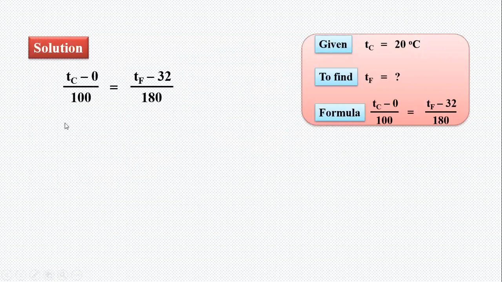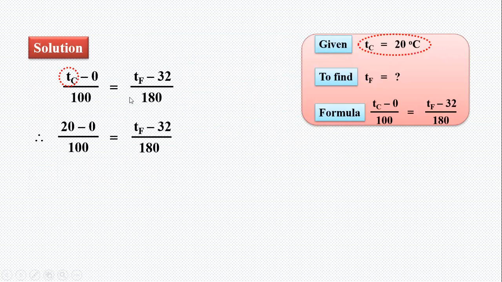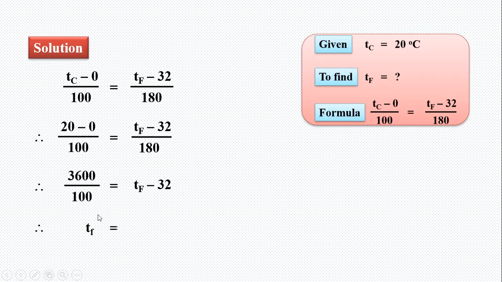तुम्हाला टेम्परेचर इन सेल्सिअस दिले 20 डिग्री सेल्सिअस, सो पुट दॅट 20 minus 0 upon 100 is equal to Fahrenheit, that is TF minus 32 upon 180. Now 180 into 20, that is equal to 360 divided by 100 is equal to TF minus 32. So TF is equal to 3600 upon 100, that is 36, and this 32 is added there, so that is plus 32, and that will come 68. Change करून घ्या, 68 Fahrenheit.